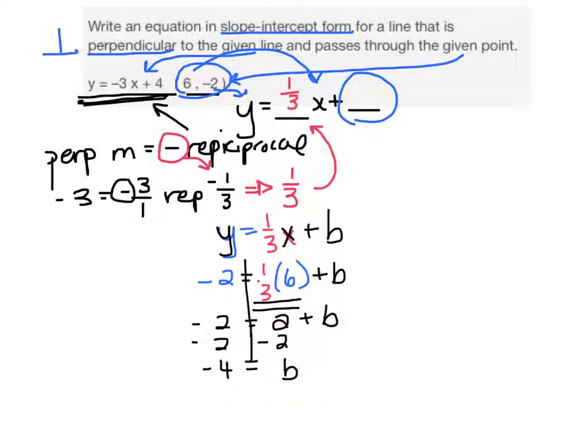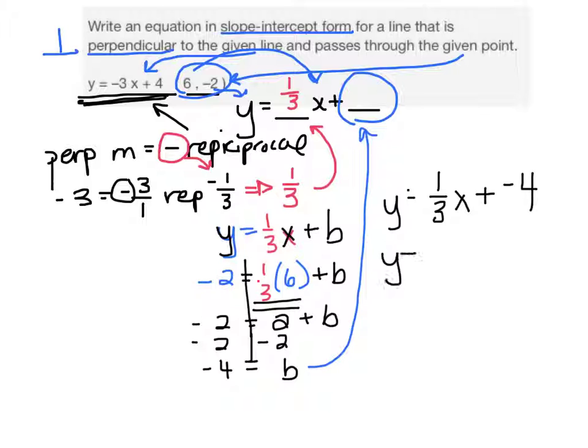This information can then be transferred up into our original equation that we're working with. So now we can have y is equal to 1/3 x plus a negative 4. This can also be rewritten as 1/3 x minus 4. But that will be the slope-intercept equation of a perpendicular line. I hope this helps.